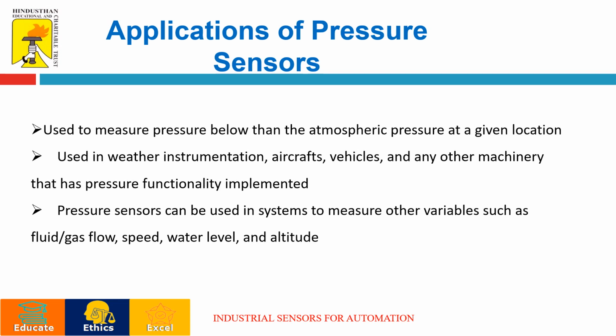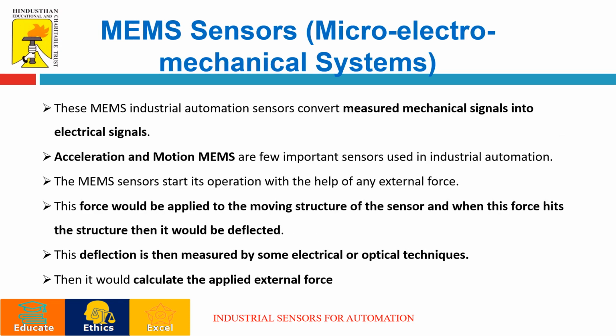So that also you need to see. Okay. Next is the MEMS sensor. MEMS is nothing but micro electromechanical systems. It is a tiny integrated device or system that combines mechanical and electrical components. So it is a combination of both the mechanical and the electrical components.